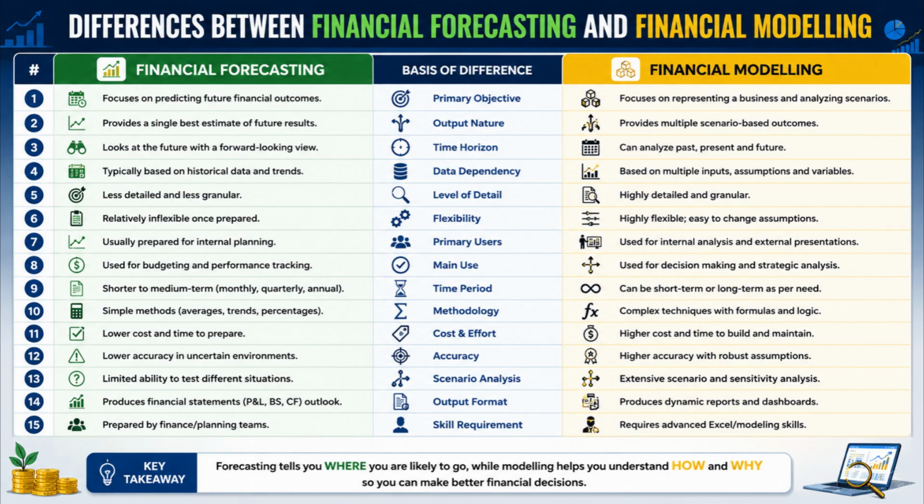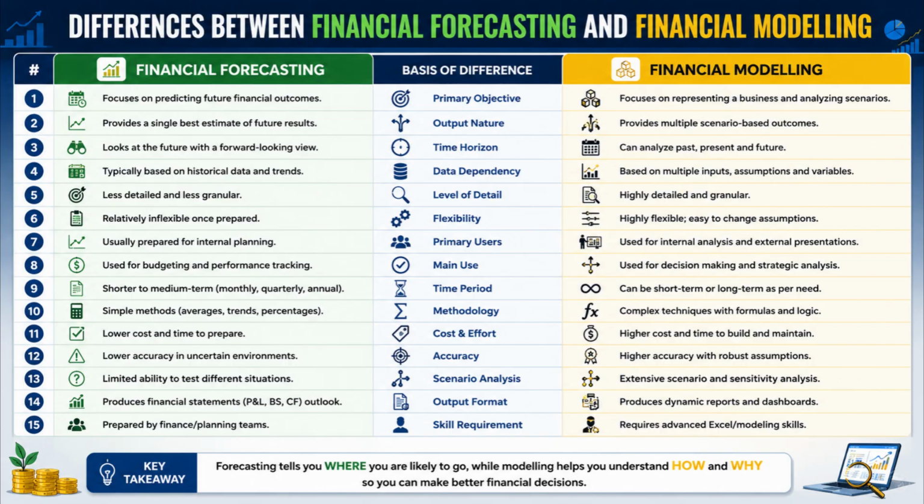Number 10. Financial forecasting uses relatively simple methods such as averages, trends, and percentages, whereas financial modeling uses complex formulas, calculations, and logical relationships. Number 11. Financial forecasting requires lower cost and time to prepare, whereas financial modeling requires higher cost, effort, and maintenance. Number 12. Financial forecasting may have lower accuracy in uncertain environments, whereas financial modeling can provide higher accuracy when supported by robust assumptions.